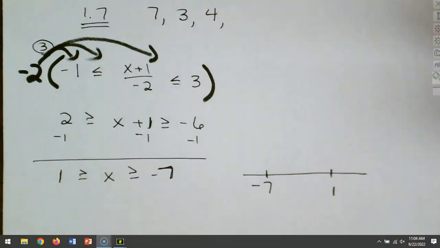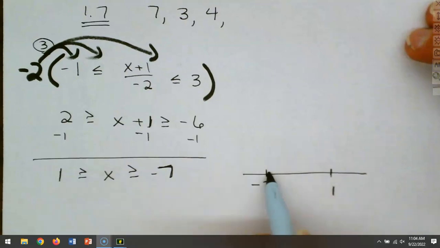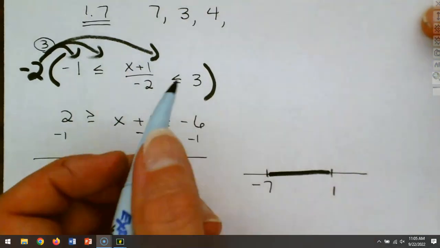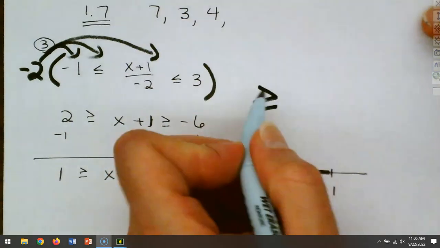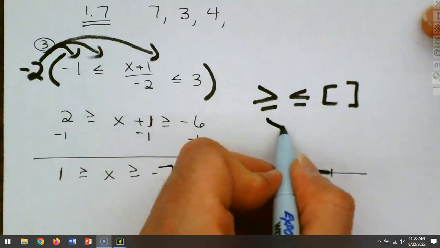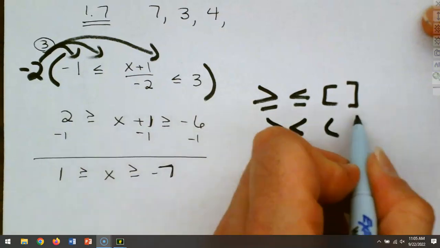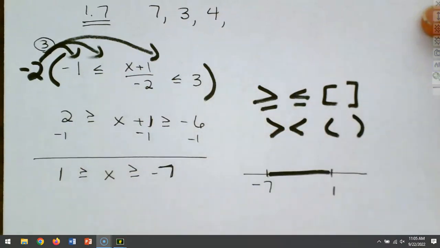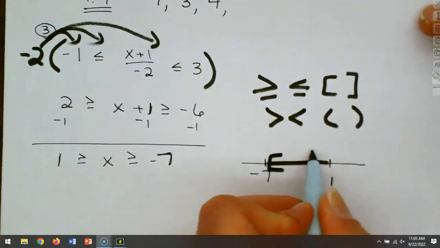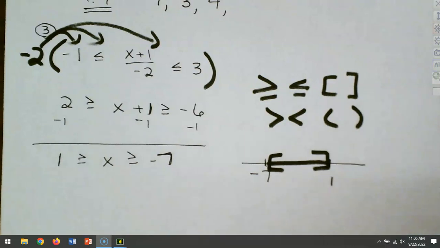Now, where's my answer going to be at? It's going to be in the middle. And let's remember our symbols here. Greater than or equal to, less than or equal to, brackets. Strictly less than, strictly greater than, parentheses. So which one is ours going to get? Ours is going to get square brackets. All right, so it looks like that.